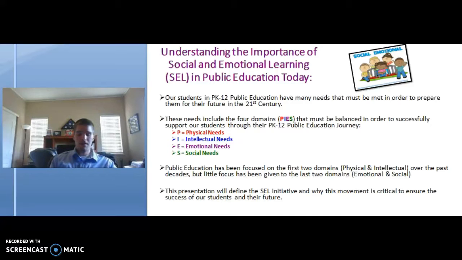Our schools have been focused on what we call the 3 R's for the first 160 years of our public education's existence. And the 3 R's are reading, writing, and arithmetic. And it served its purpose, again, for the first 160 years of our public school system. But the past 40 years, we have seen much bigger needs arise in our students.